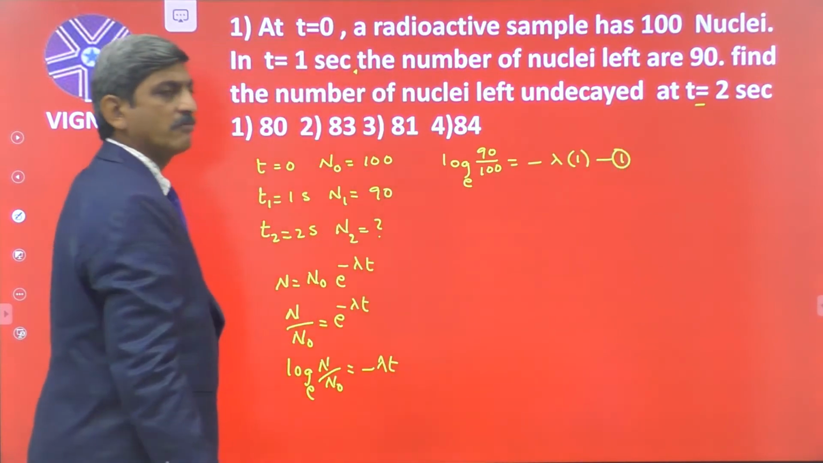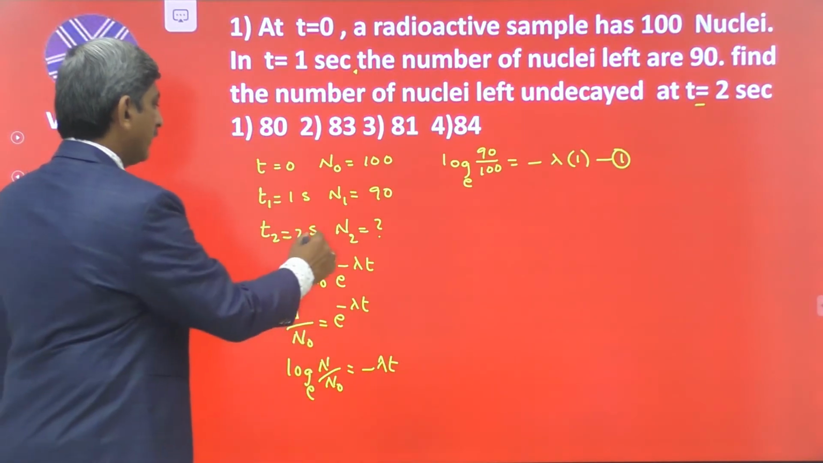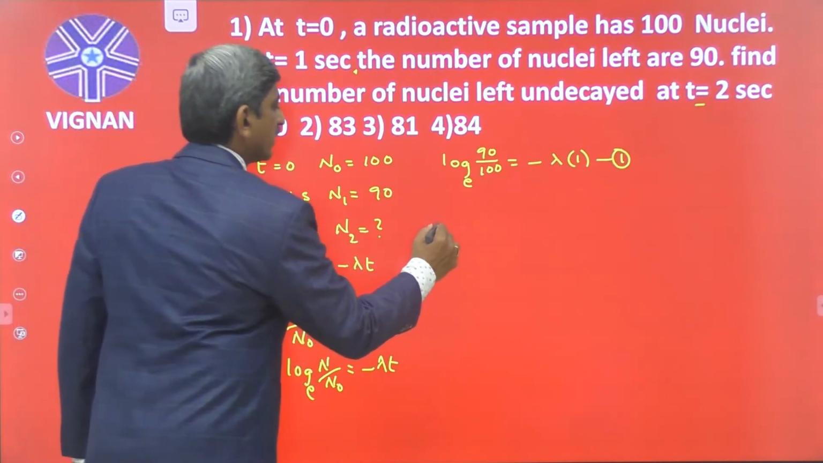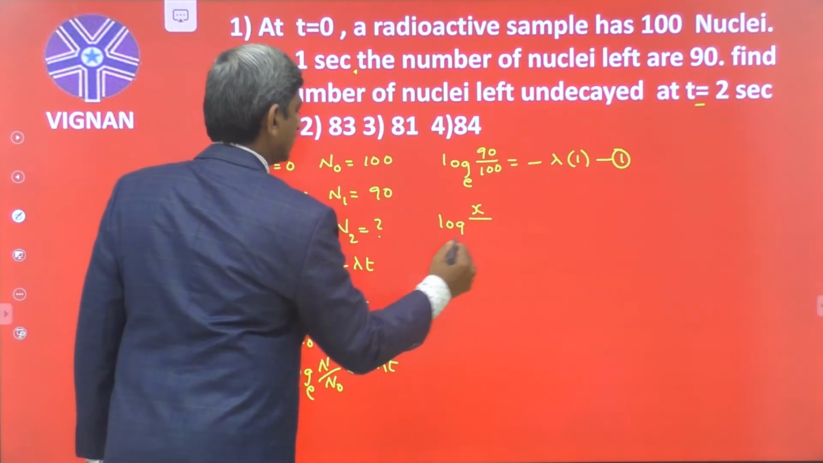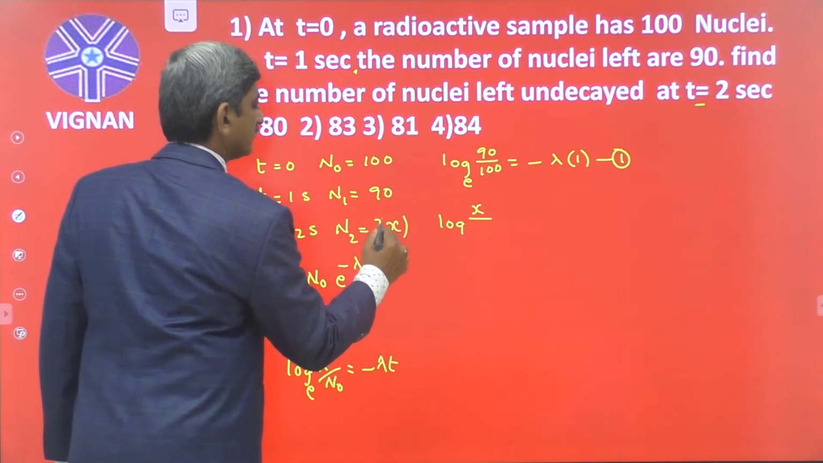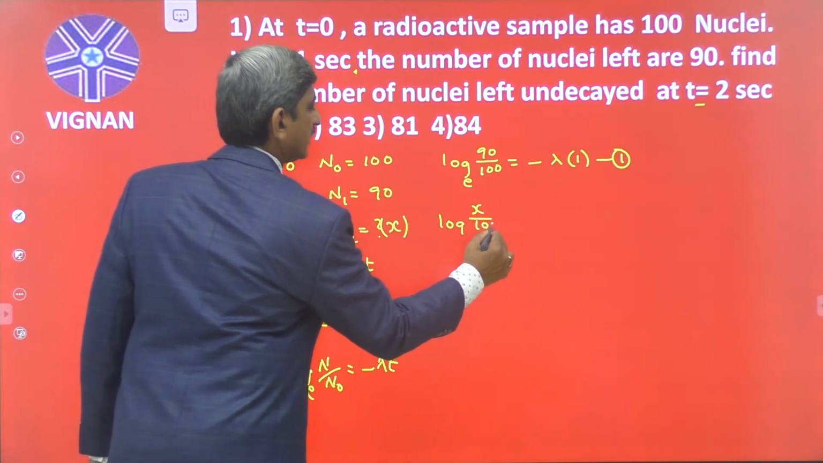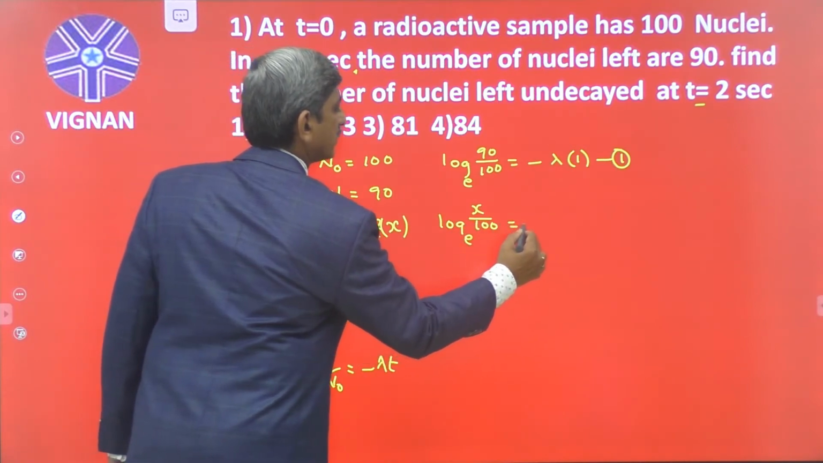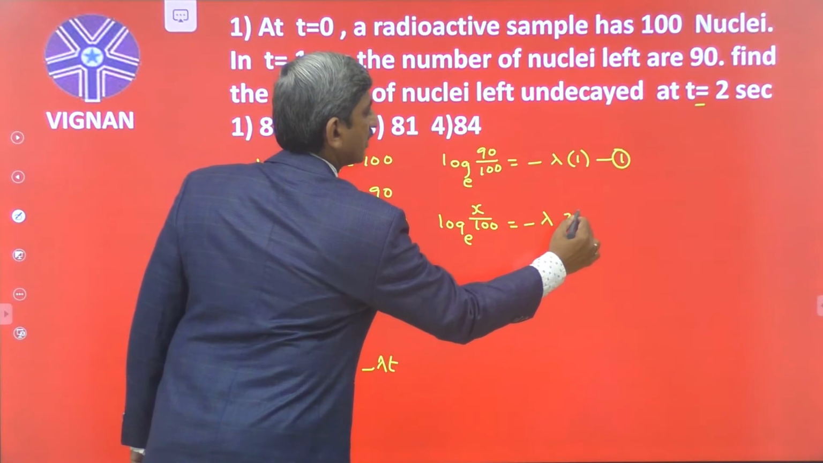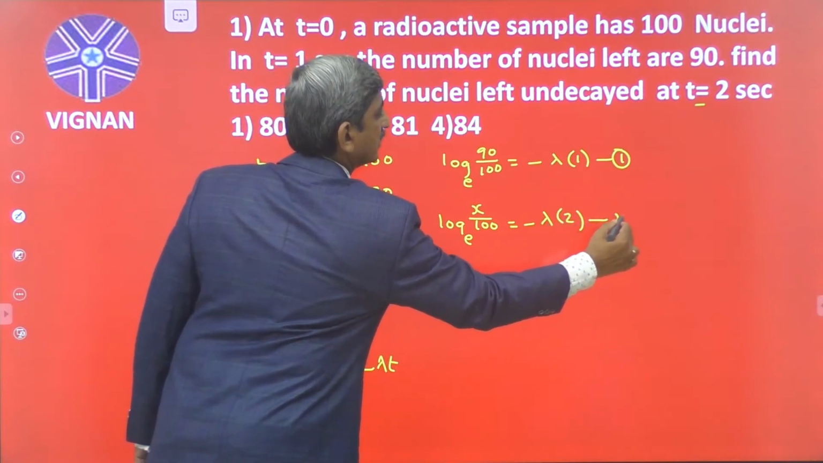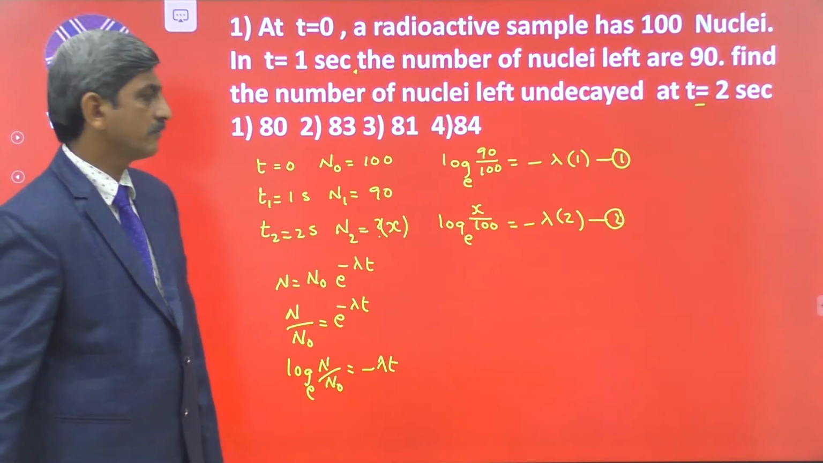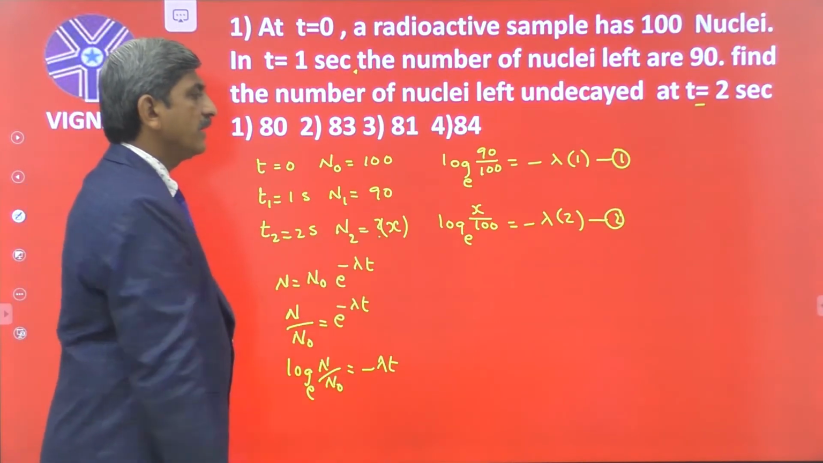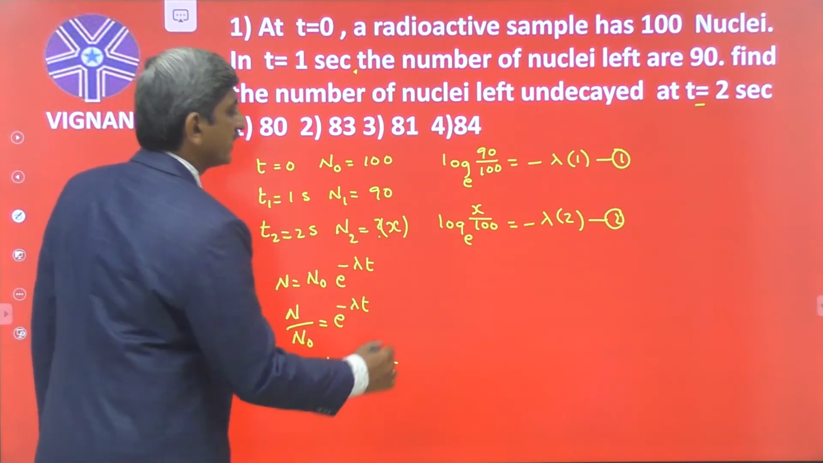Let it be equation number 1. By applying the values in the case 2, we have log of the unknown value x divided by 100 to the base e is equal to minus lambda into 2, because t is equal to 2 seconds. Let it be equation number 2. By taking equation 1 by 2, what it gives?